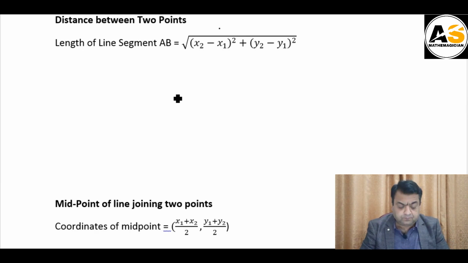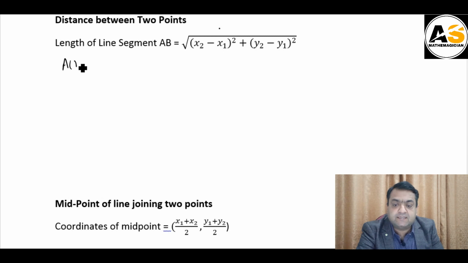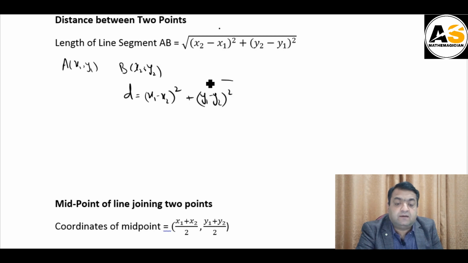Dear student, before moving to some miscellaneous exercise questions, let us learn two more formulae today. First one is distance between 2 points. This we learned in our previous class, O levels, as well. If we are given 2 points A (x1, y1) and B (x2, y2), and we have to find the distance between these 2 points, that distance will be x1 minus x2 its square plus y1 minus y2 its square, and then the whole square root.